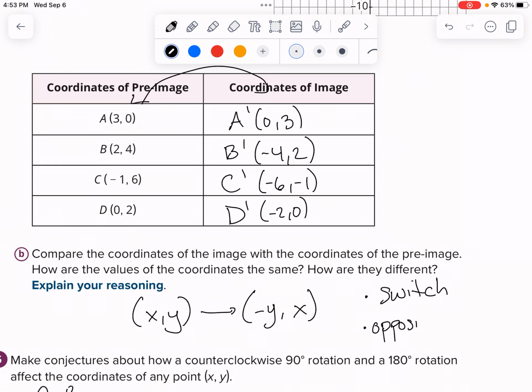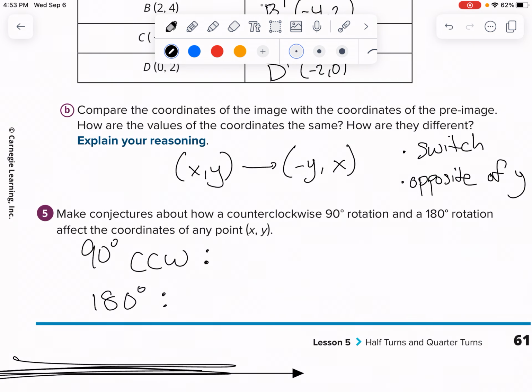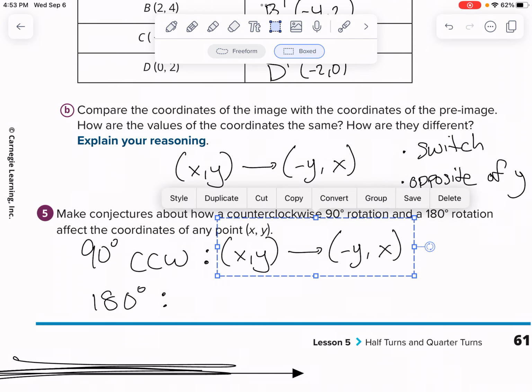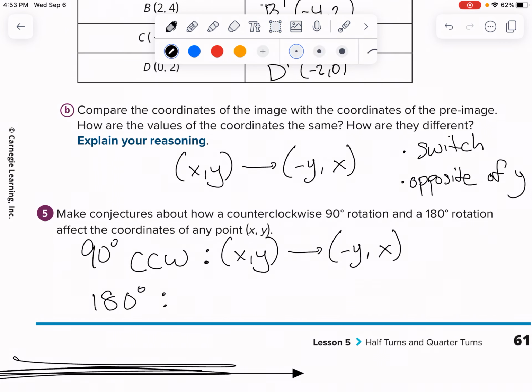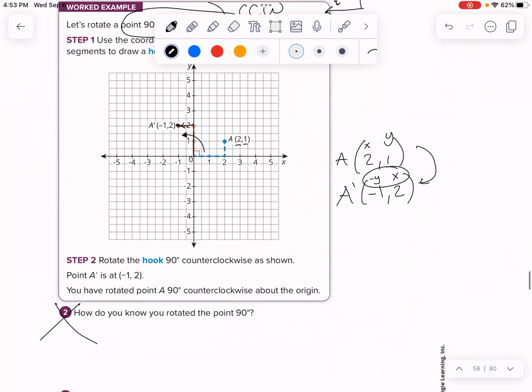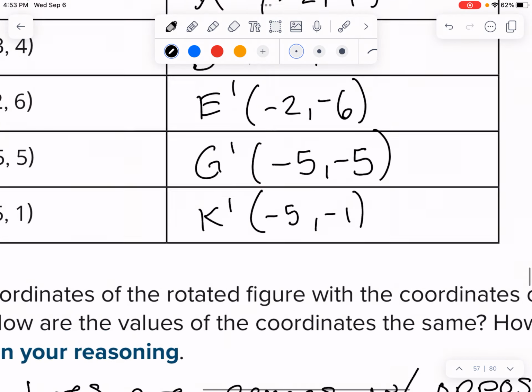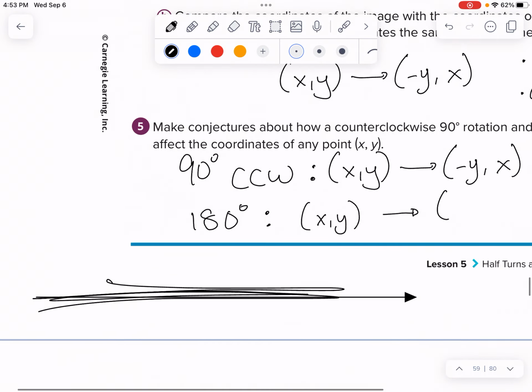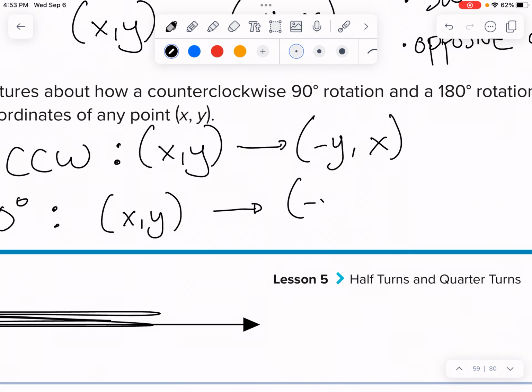So 5 is make conjectures about these two things, rotating 90 degrees and 180 degrees. We're just going to copy that same thing. Since I already did it, I'm just going to copy that here. Right, so you're welcome to pause the video. And the 180 degrees, we said that whatever point that we have, it just becomes the opposite of what that is. I'm going to scroll up a couple of pages. Yeah, we said just the opposite signs, right? 5, 1 becomes negative 5, negative 1. So I just changed both the x and the y. It's going to be negative x, comma, negative y. So opposite of the signs. So just change the signs.